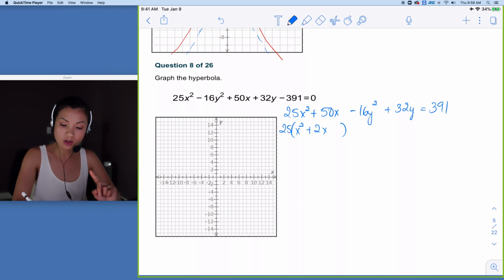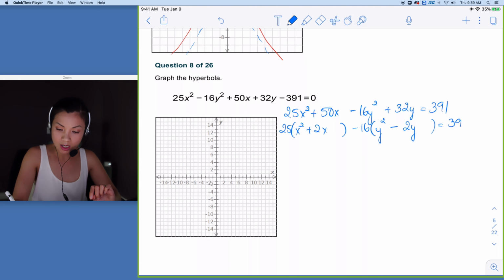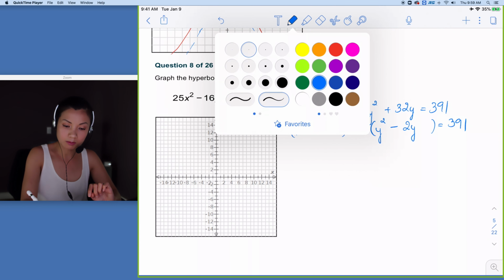Now don't forget you have to factor out the negative. So I have negative 16 out, y squared minus 2y, equals 391. Now we're going to complete the square.